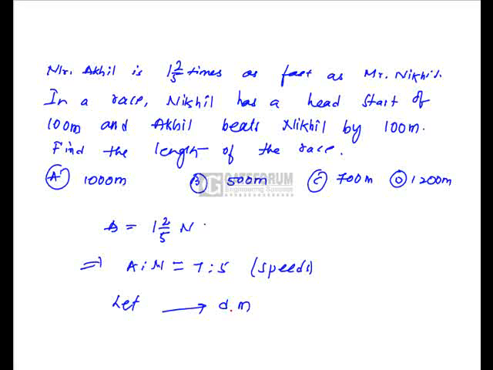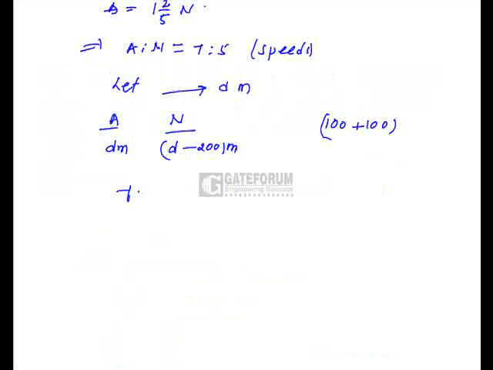Now, when Akhil is traveling a distance of d meters, what about Nikhil? He has already taken 100 meters head start and he has lost by 100 meters. That means he'll be behind by 200 meters. So, if Akhil is traveling d meters, then Nikhil will travel d minus 200 meters. Now, the time taken by both of them will be the same. Time will be equal. So, time is nothing but distance by speed.